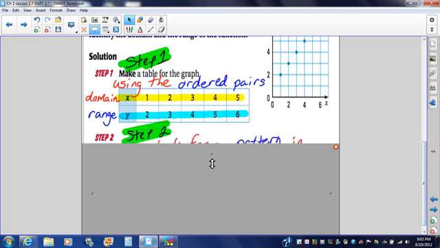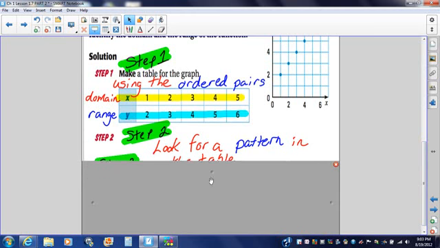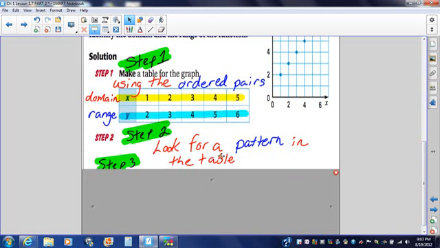All right, if you would, write down step number 2. Look for a pattern in the table. Let's look for a pattern in the table. So if I come back up here, I see that 1 plus 1 gives me 2. 2 plus 1 gives me 3. And if I go all the way across, it works every single time.